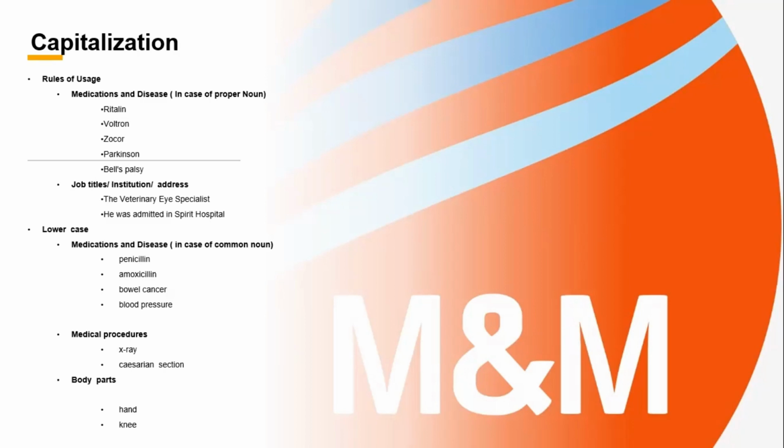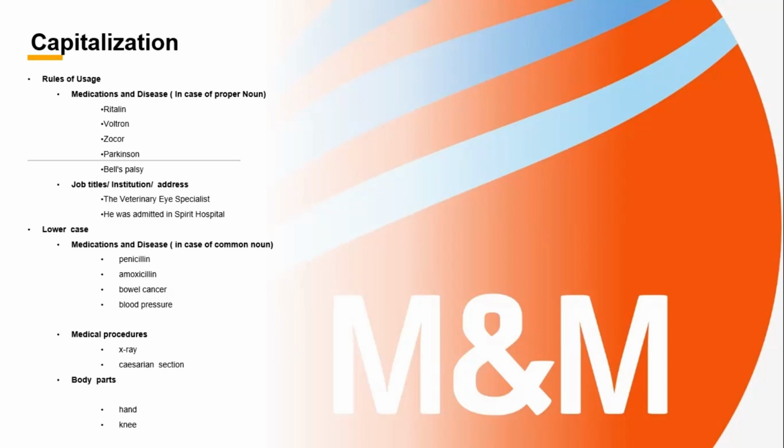Okay. Similarly, for a medical condition such as a disease, if it's named after a scientist, such as Alzheimer, Parkinson, Bell palsy, Cushing syndrome, we can use a capital first letter. And if it's a normal condition, such as diabetes, bowel cancer, or inflammatory bowel disease, we can use a lowercase first letter.